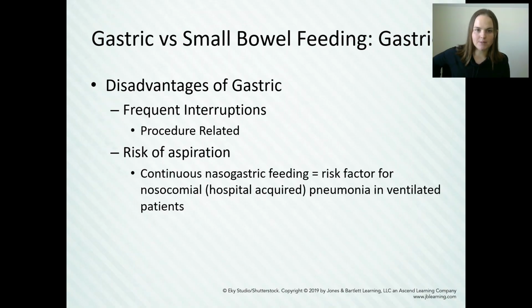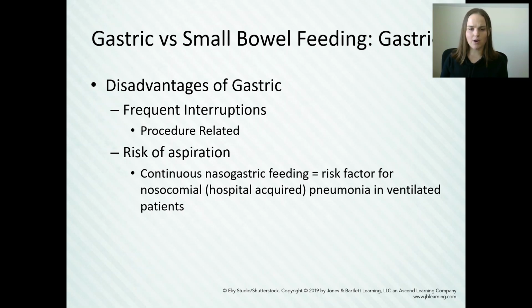Disadvantages of gastric tubes are frequent interruptions. So if a patient is going into surgery or multiple surgeries, they will hold the G-tubes. The reason they do that is just because of the risk of aspiration. So if a patient is flat on the operation table, they could aspirate.